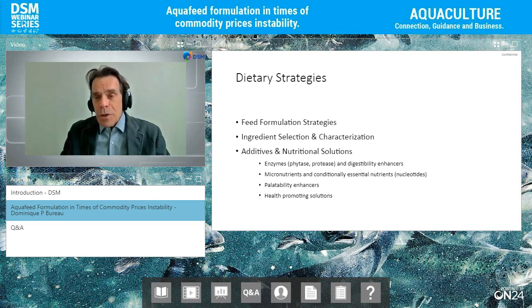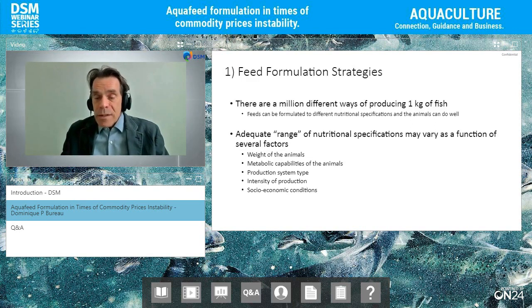In terms of feed formulation strategy, my view is there's a million different ways of producing 1 kilogram of fish. There's no single straight solution to producing 1 kilogram of fish. Even in the poultry industry, it's also the case, but it's more stable. But in aquaculture, I have the feeling that you can formulate feed to different specs with different ingredient mixture and still be able to produce fish. The animal will still be performing quite okay. Maybe not perfectly, but it'll be still performing quite okay with a wide variety of feed that are formulated to different specs. And that's one characteristic of aquaculture, this variability in composition.